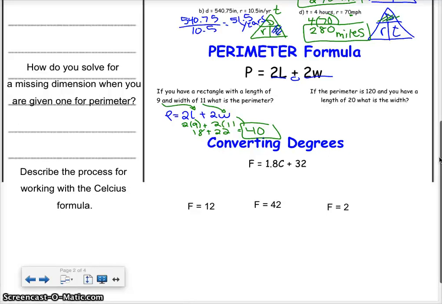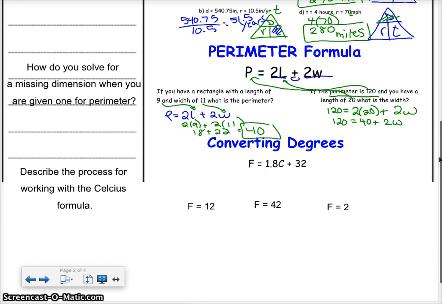But working backwards is when they give you the perimeter. Because we're looking for the perimeter, that's a perimeter formula. But if they give it to you, then you work backwards. So I have 120 equals, because that's my P, the 120 goes there. And you have a length of 20, so the 20 goes to the length, 2 times the 20. What is the width? So plus 2W. I plugged in everything I knew into the perimeter formula. So 120 equals 40 plus 2W.